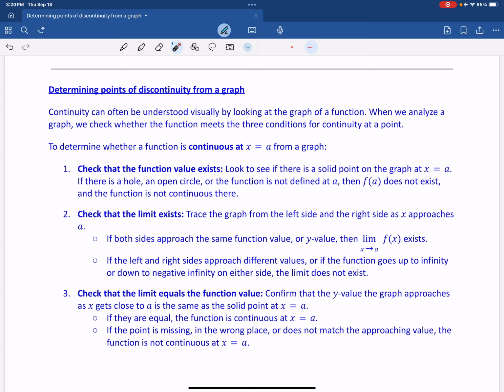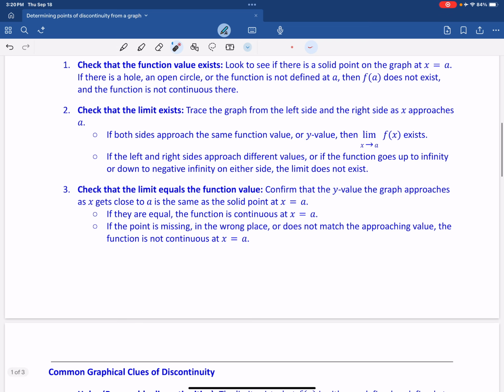But if the left side and the right side approach different values, or if the function goes up to infinity or down to negative infinity, growing without bound or decreasing without bound, then the limit does not exist. Check that the limit equals the function value. So if they both exist, you need to make sure that they're equal.